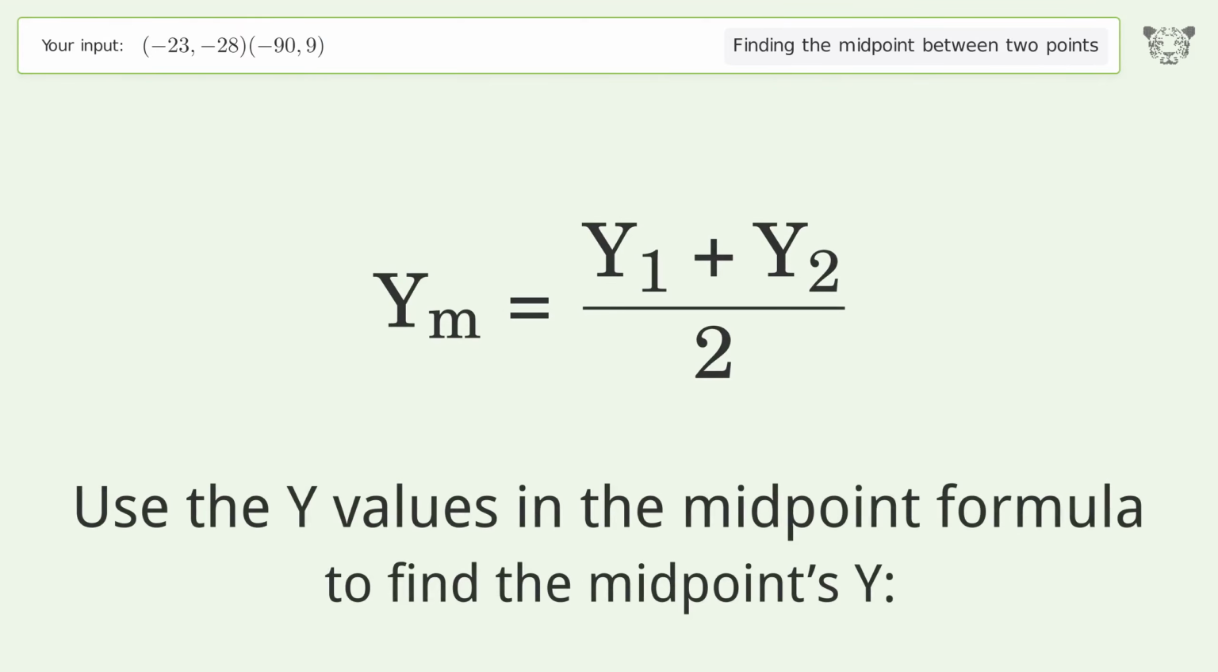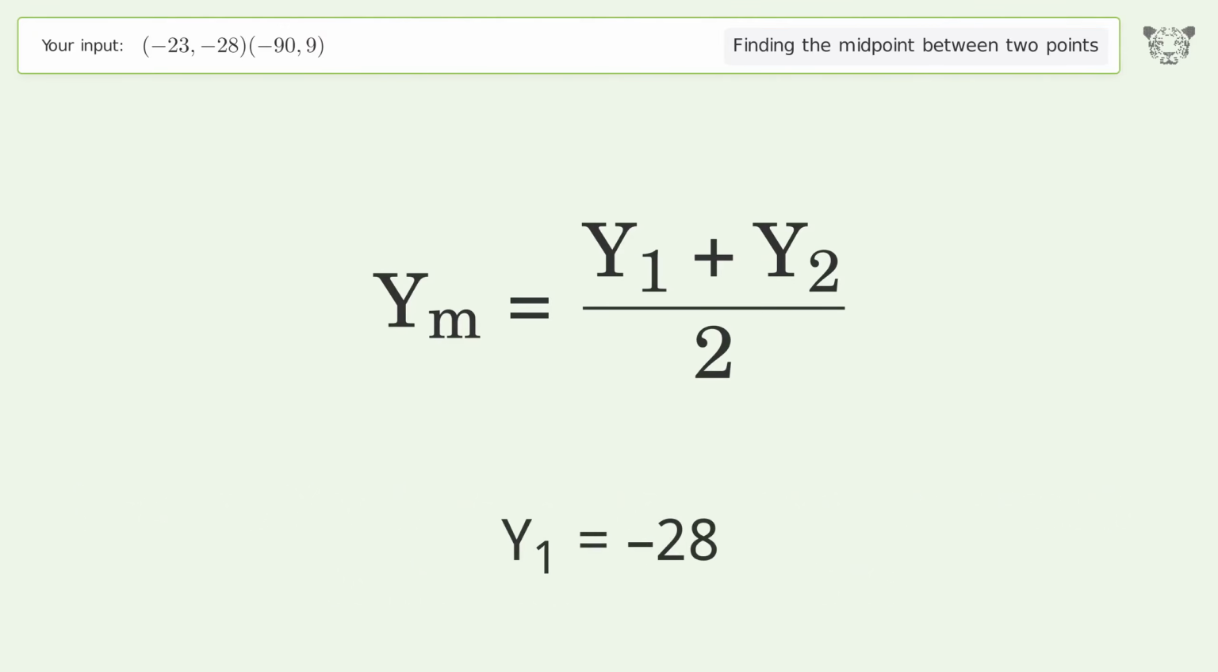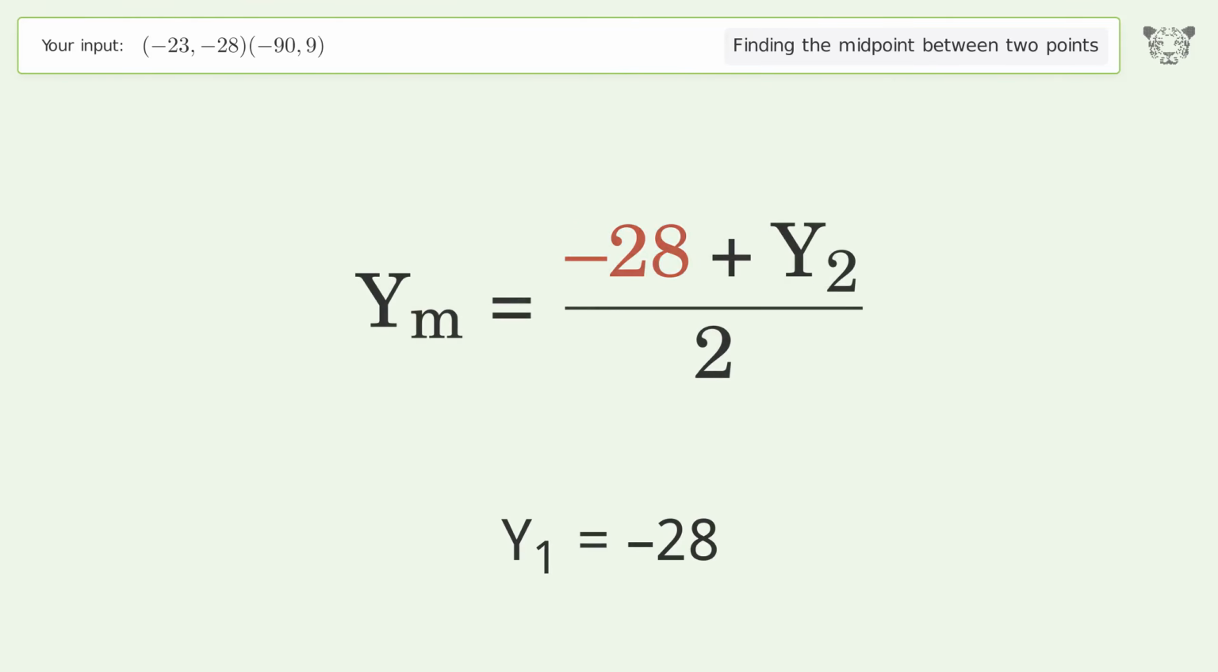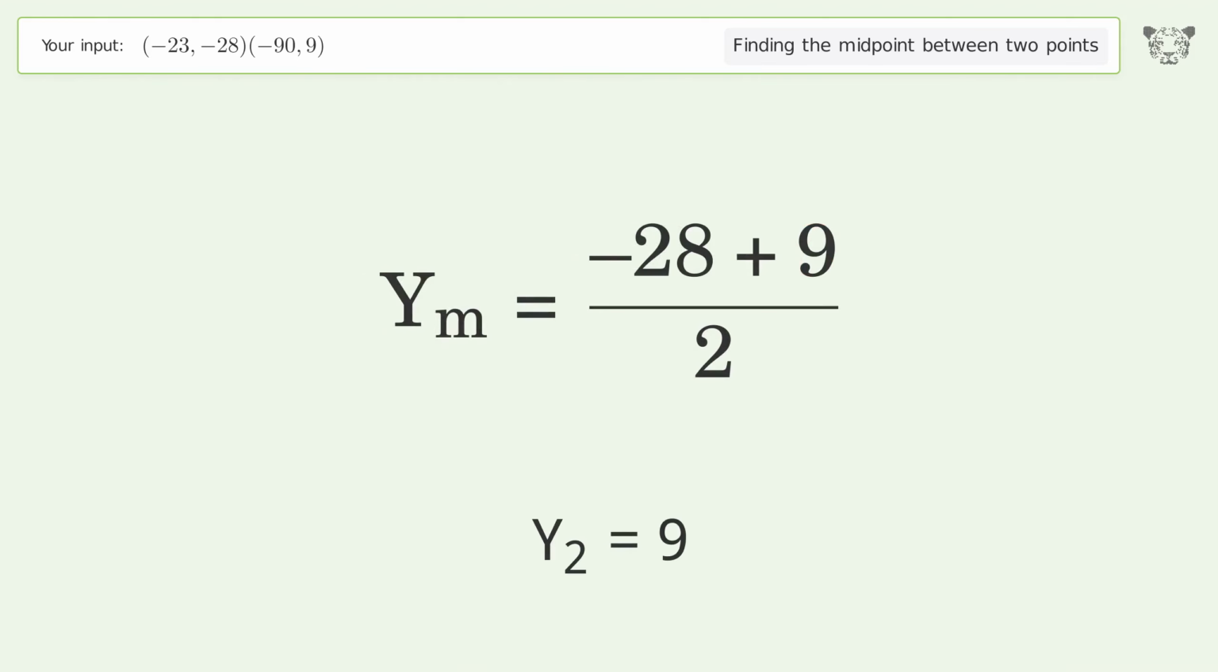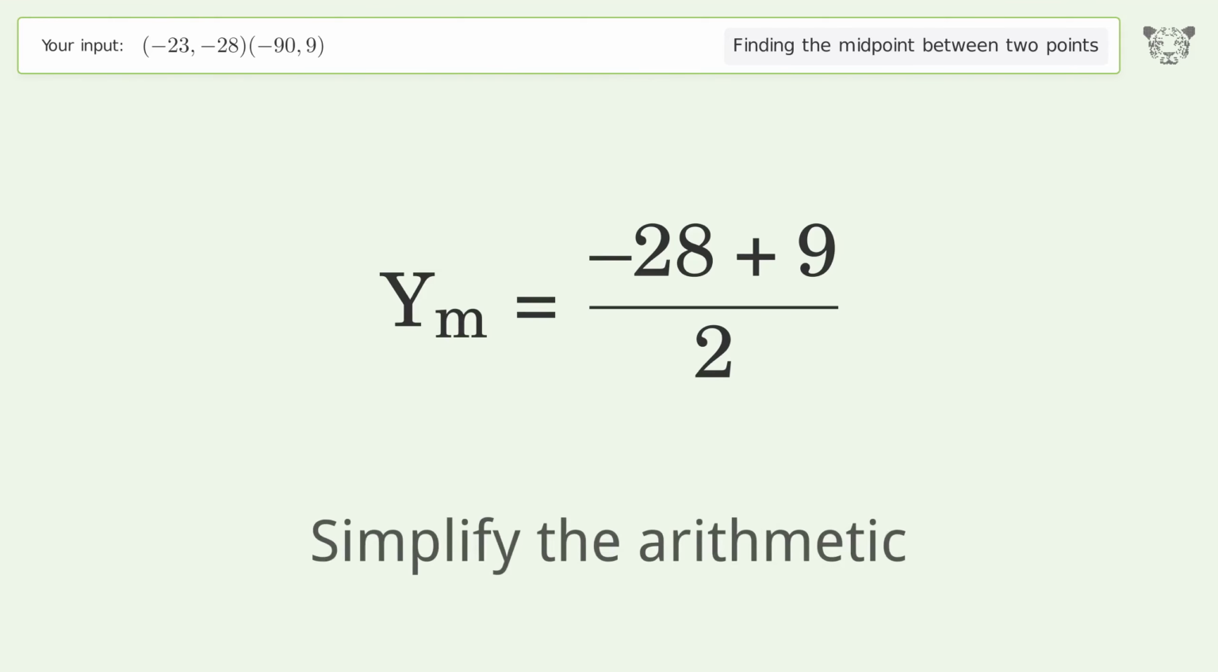Use the y values in the midpoint formula to find the midpoint's y. y1 equals negative 28. y2 equals 9. Simplify the arithmetic.